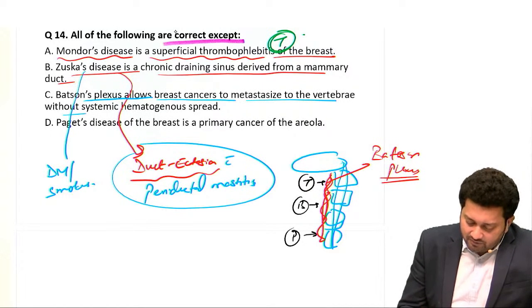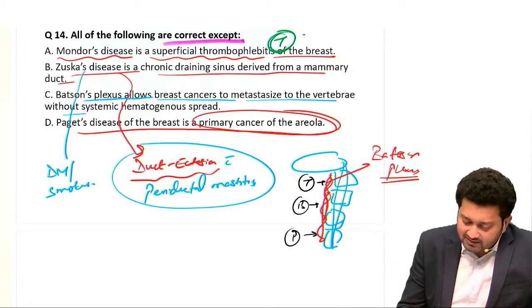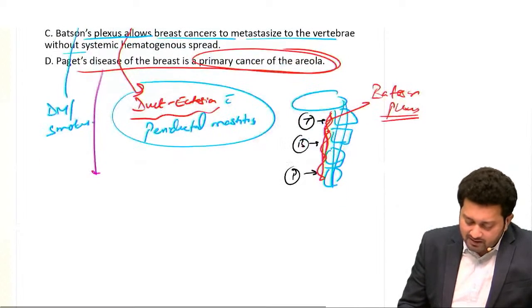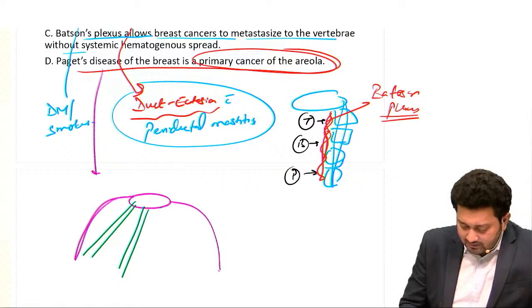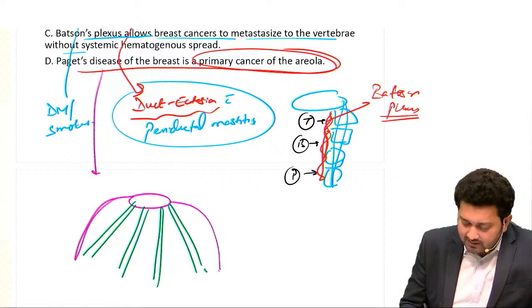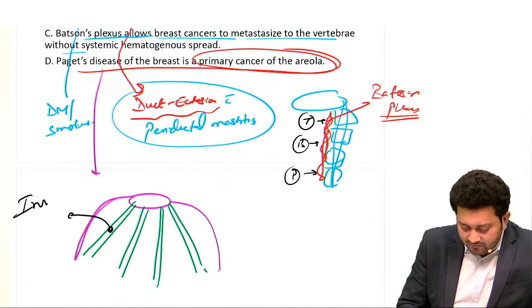See option number 4. Paget's disease is the primary cancer of areola. Paget's disease is not a cancer of areola. Paget's disease is a ductal cancer. Basically, it has to be a duct cancer. It cannot be seen in lobular cancer. Ductal cancer can be invasive ductal cancer, or it can be ductal carcinoma in situ.